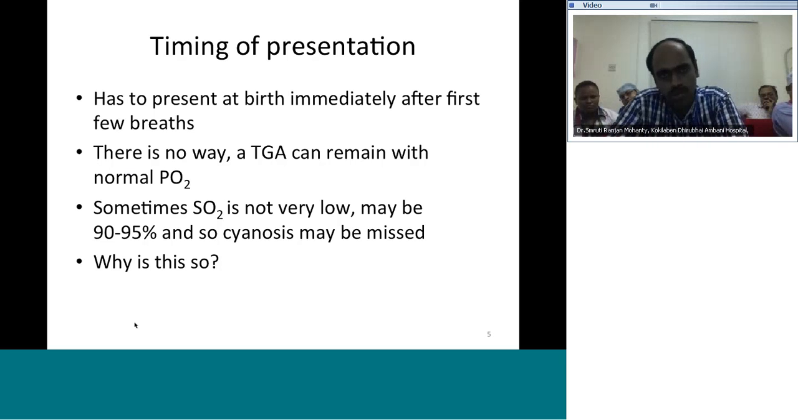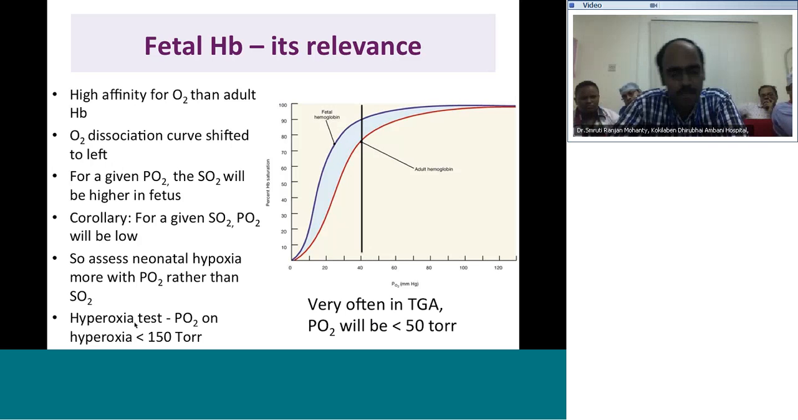Why is this so? We need to understand it very clearly. We need to understand what fetal hemoglobin is. Fetal hemoglobin has a high affinity for oxygen, and it shifts the oxygen dissociation curve to the left. So, for a given PO2, see here, this is 40. For a given PO2 of 40, a normal hemoglobin will have a saturation of around 75, but a fetal hemoglobin may have a saturation of even 92, 93.